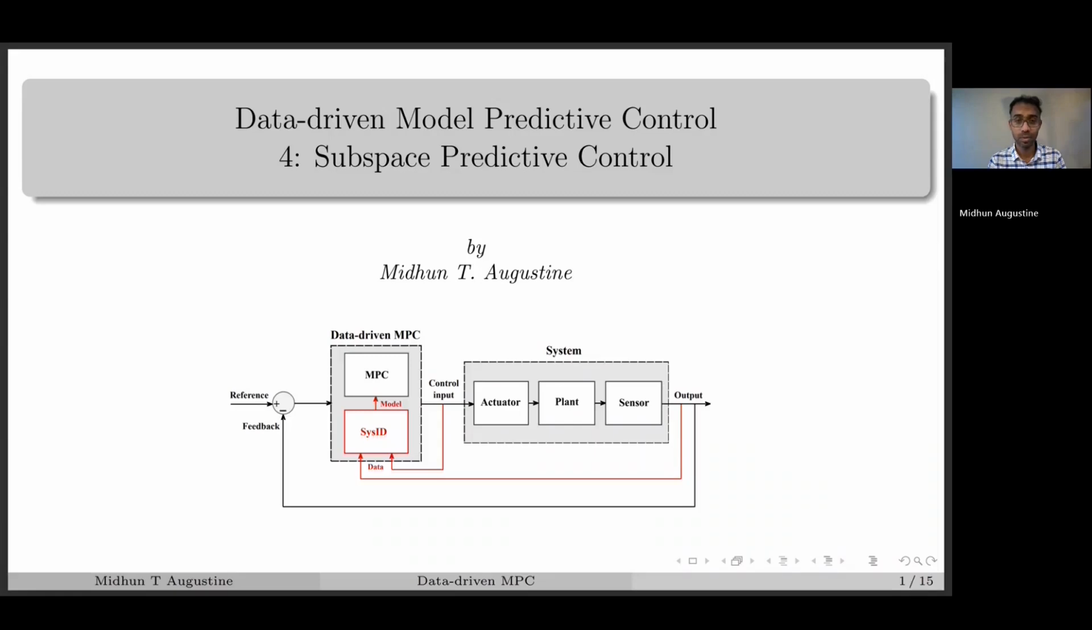Hello everyone, welcome to a new lecture in the series of data-driven model predictive control. In this lecture, we will be discussing subspace predictive control, which is a subspace-based data-driven linear MPC approach.